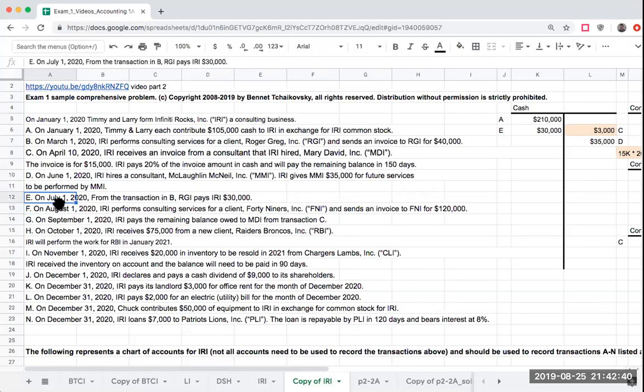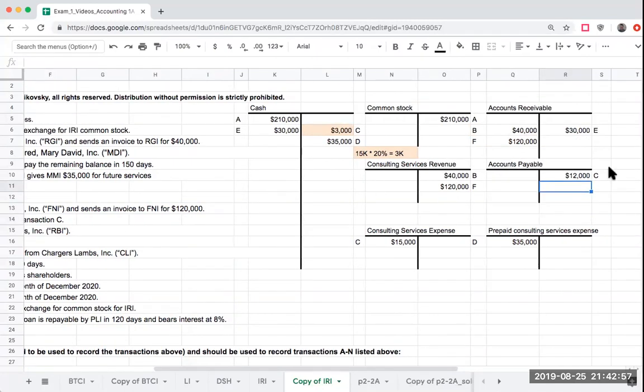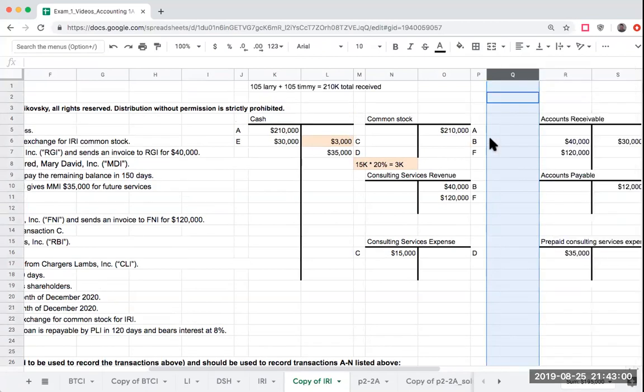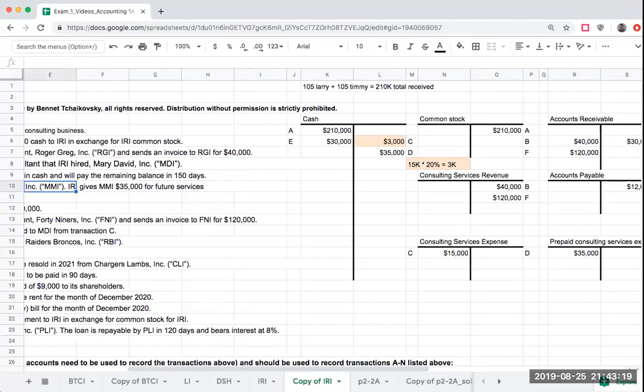Okay, so right over here, that was letter F. Now we're on to letter G. So I pay the remaining balance owed to Mary David Inc. from transaction C. So how much did I owe from transaction C? What did I owe to Mary David Inc.? 15,000. Right, so I received 15,000 of services. How much did I pay for those services in cash? 3,000. I paid 3,000. So how much did I have remaining owed to her? $12,000. So I'm paying her the remaining balance.